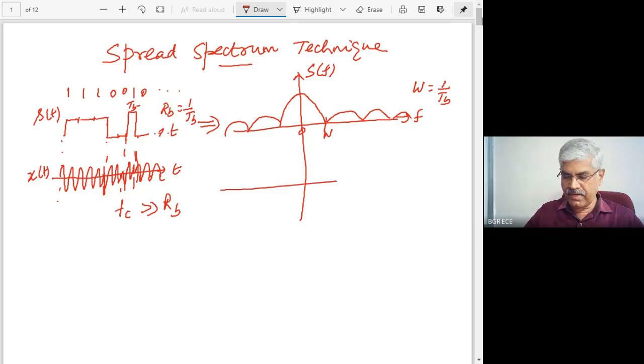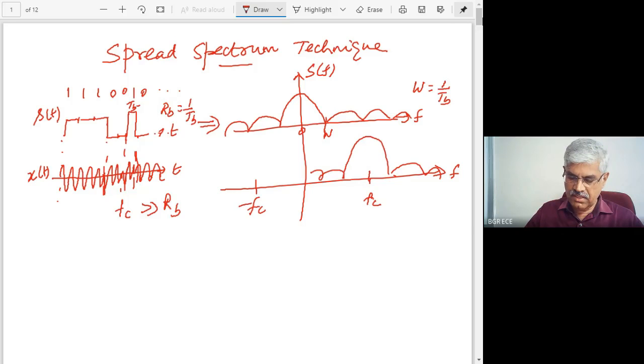So this corresponding spectrum is around RB. So this is FC. So the same spectrum is shifted like this, like that, and so on. Similarly, minus FC, like that. So this is how it will be. The same will be shifted. So this is how the spectrum of the original transmitted signal will look like.